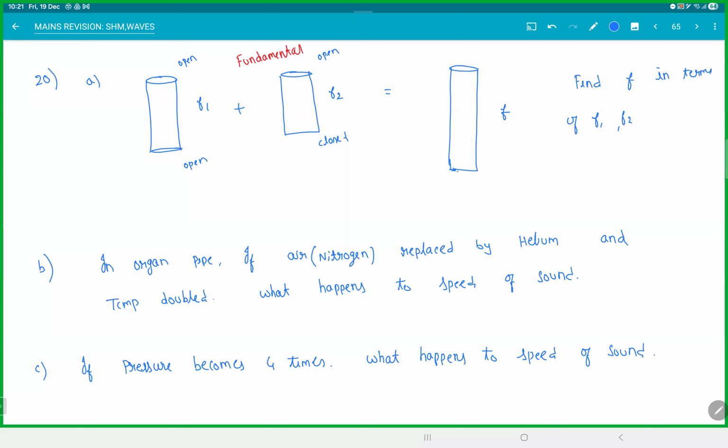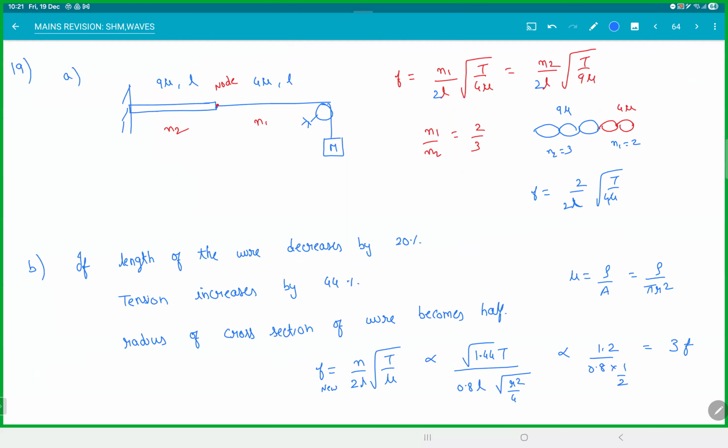Shouldn't mu be 4 times? So that is root mu, no? The radius becomes half. Okay, I wrote it reversed. You are right. Mu is proportional to 1 by r square. So this will become 2. So 1 by r will go up, no? It will become 2.